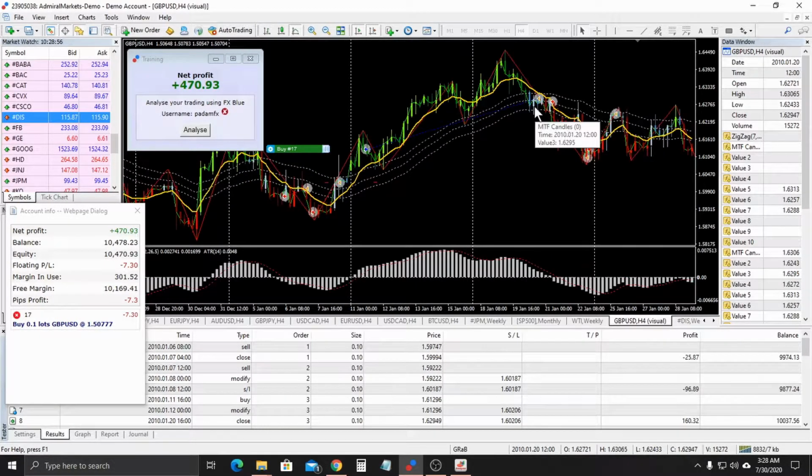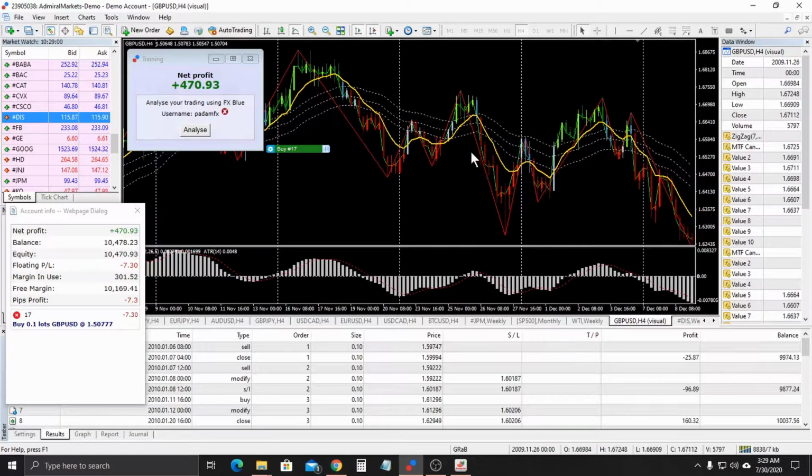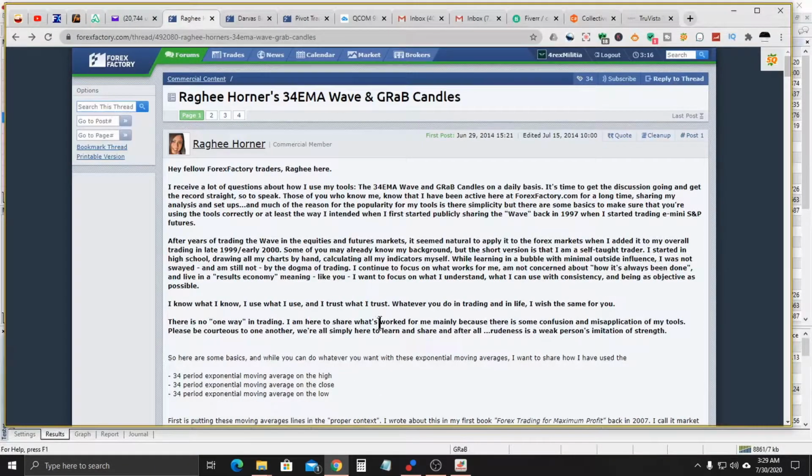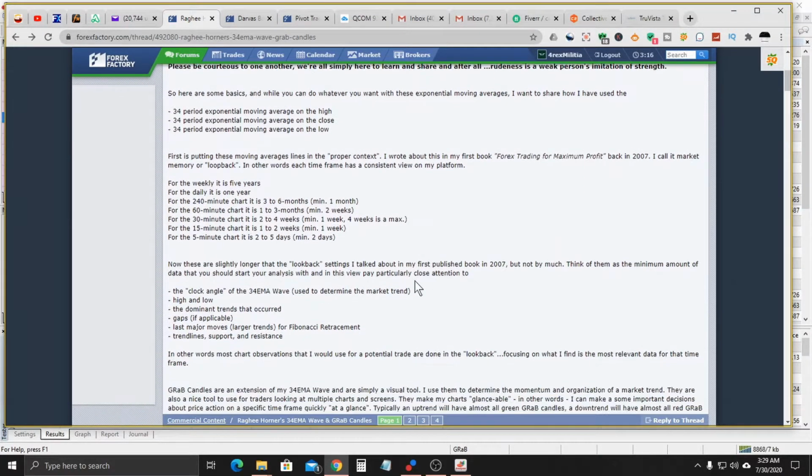There's also another color, a bluish one. Like over here, there's a bluish. Those are the range candles, meaning when price is within the 34 EMA wave, it's basically saying that there is no trend. It's trendless. So going into this, we are looking to see exactly how she trades it.